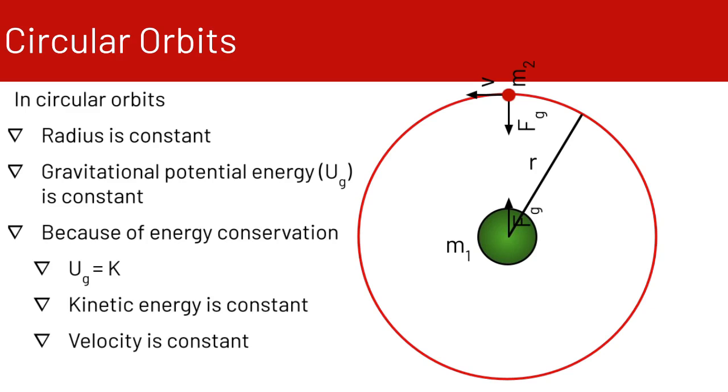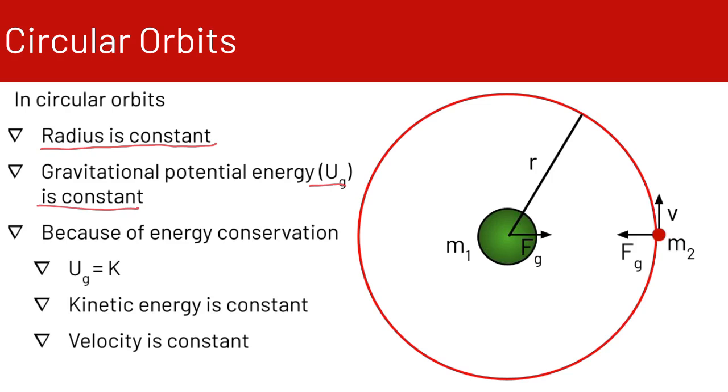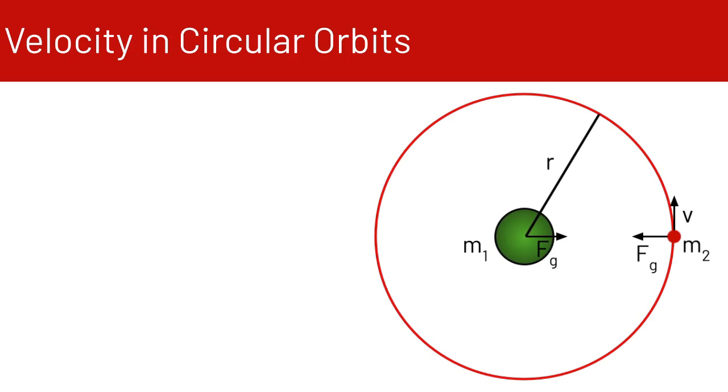You can see as the satellite is moving around the main body that the radius is not changing, nor is the velocity, nor is the force of gravity. So in circular orbits, the radius is constant, the gravitational potential energy, U sub g, is constant, and because of energy conservation, since U sub g is constant, kinetic energy is constant, which means that velocity is constant for circular orbits. So let's look at velocity in circular orbits.